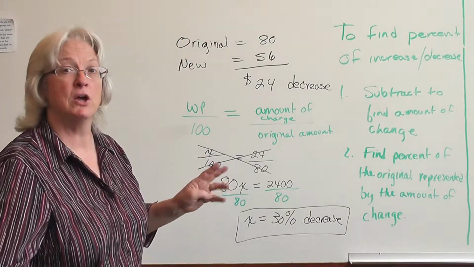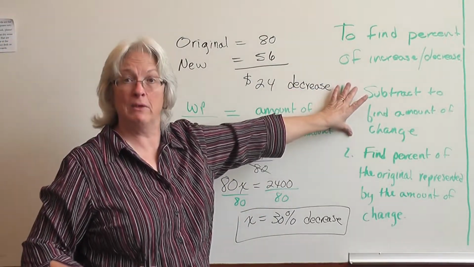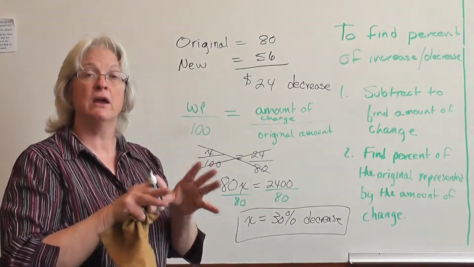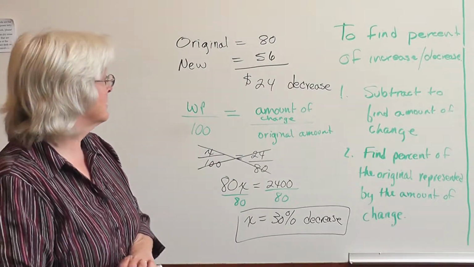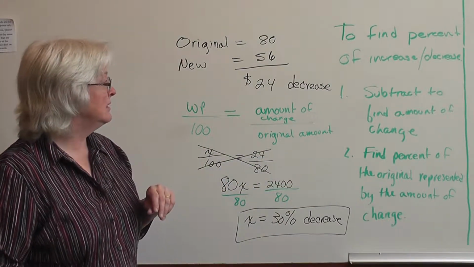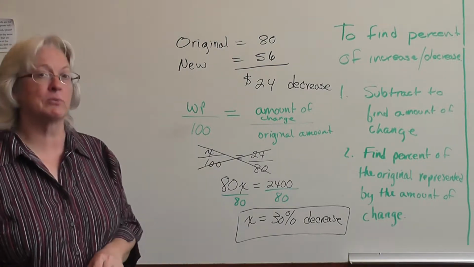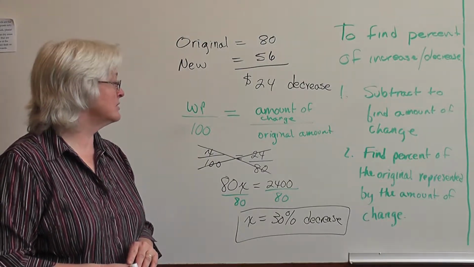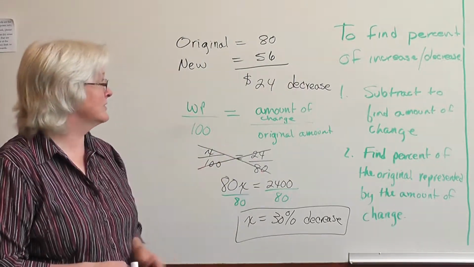Just 2 steps. You have to subtract your original amount and your new amount so that you figure out what the amount of change is. The change is either going to be an increase or it's going to be a decrease. And you need to indicate that specific piece of information at the end of your problem. And then you want to find what percent of the original amount is represented by the amount of the change.